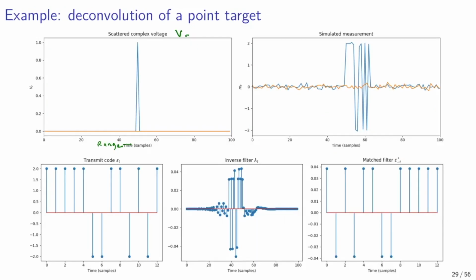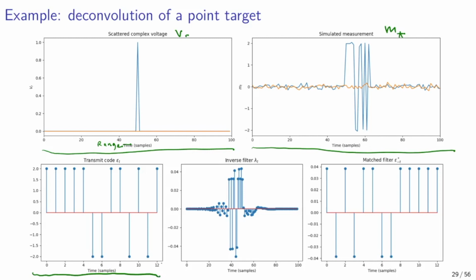Here is the same example, but now evaluated with Python and with simulated receiver noise. On the top left, you can see the true scattered complex voltage as a function of range. The plot on the top right shows the simulated radar measurement, including both the radar echo and the receiver noise. The lower left plot shows the transmit signal, which in this case is the 13-bit Barker code. The middle plot shows the inverse filter. This filter can be used to produce an unbiased maximum likelihood estimate of the scattered complex voltage. The plot on the lower right shows the match filter.